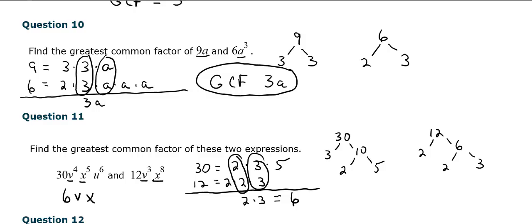But how do we determine the exponent? We choose the smallest exponent. So we have v to the fourth and v to the third. So the smallest exponent is 3. And for our x, we have x to the fifth and x to the eighth. So the smallest exponent is 5. So our GCF would be 6v to the third power x to the fifth.